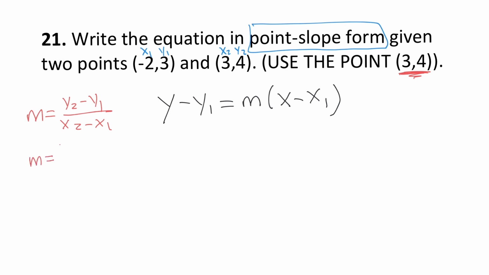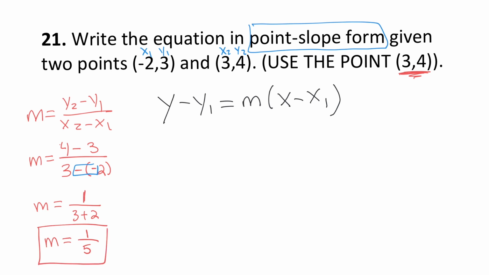So I'm going to have y2 is 4 minus y1 is 3, divided by x2 is 3. And I'm looking at these numbers, here's the x2, here's the x1, and it is negative. So I'm going to have to use the minus with parentheses, -2. On the bottom, we do have double negatives, so that's going to turn into positive. I can do the top right now, 4 minus 3. That's going to be 1. But on the bottom, it's going to be 3 plus 2, which is 5. So the slope, using those 2 points, is 1 over 5.